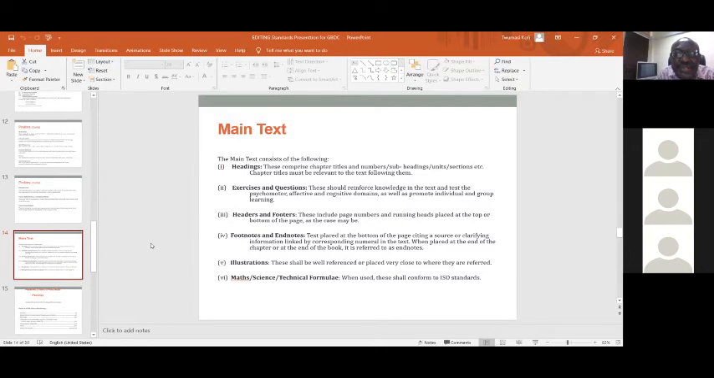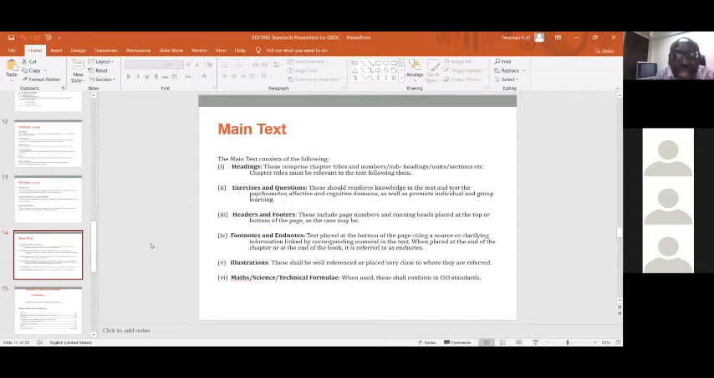If you have exercises and questions, this should reinforce knowledge in the main text. And those of us in education will recognize all those technical words there.